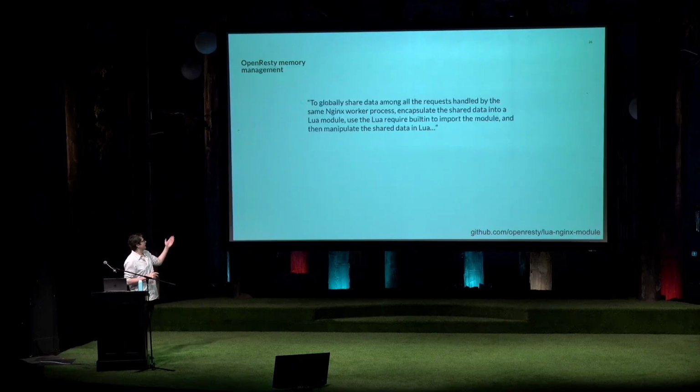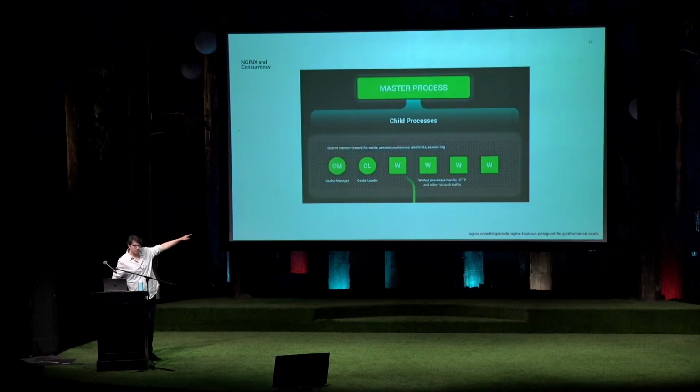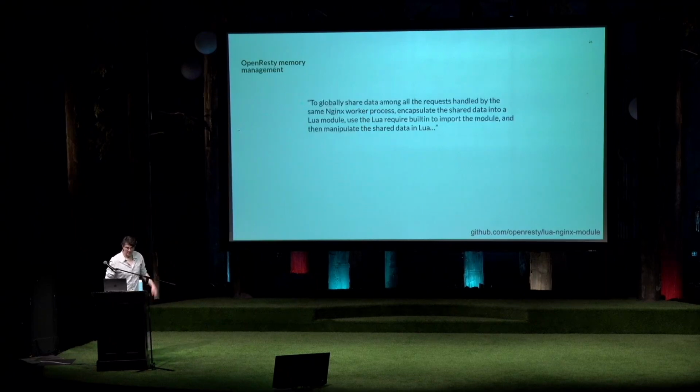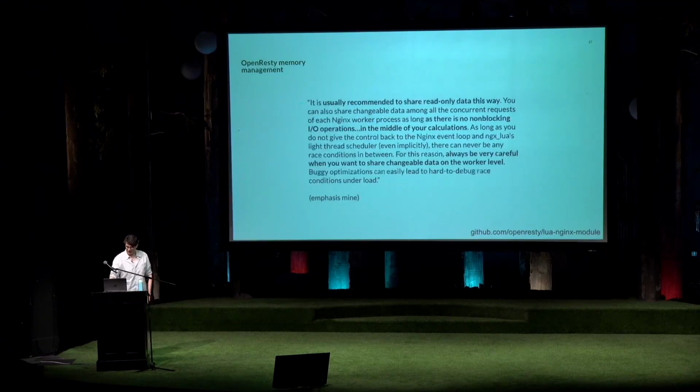To globally share data among all the requests handled by the same NGINX worker process, you're going to encapsulate the shared data into a Lua module, use the Lua require built-in to import the module, and then manipulate the shared data in Lua. Those NGINX worker processes, those are those square W's. I think of them as square W's now.